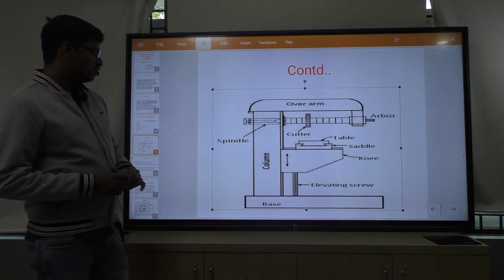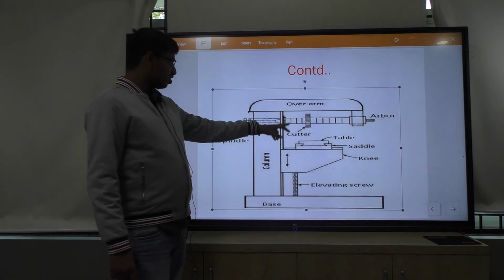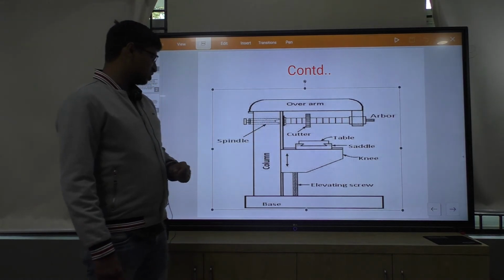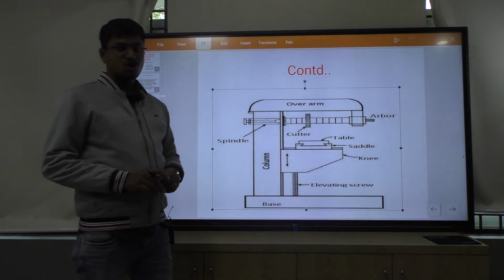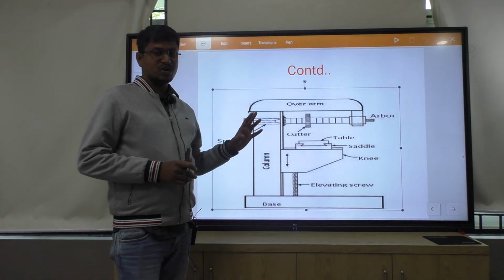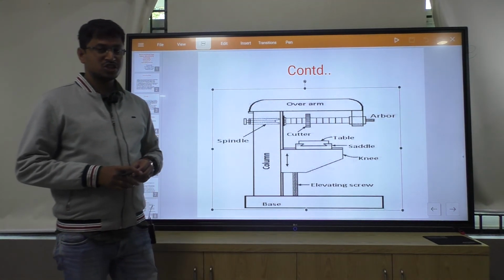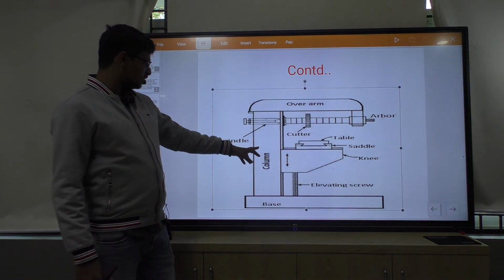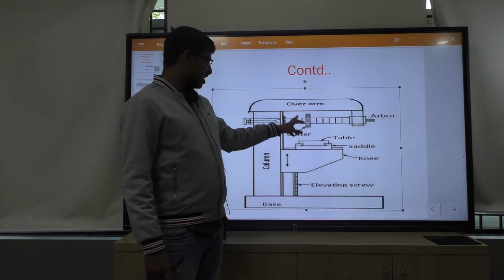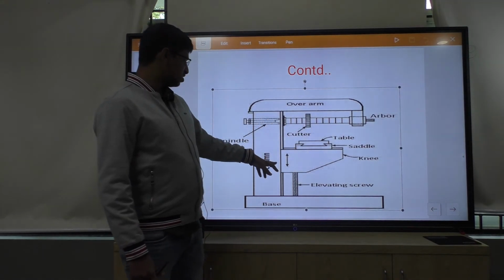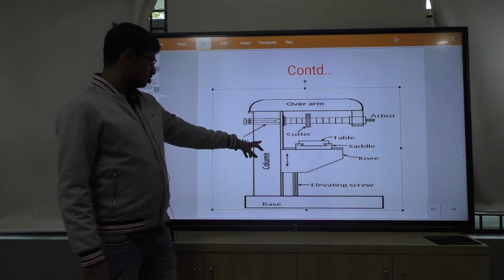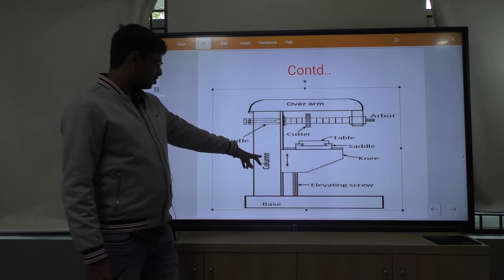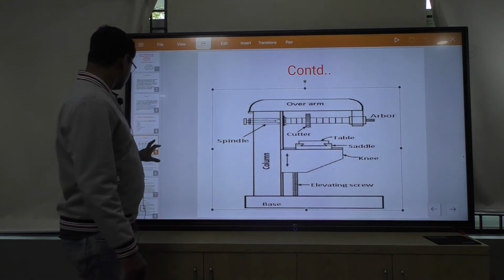Then the column. What are the functions of the column of these milling machines? This column supports all other elements of the milling machine. This column is made up of a hollow rectangular or square cross section, because in the hollow part, all the gear elements for operating the saddle, table and spindle motions are placed. For operating saddle and spindle motions, a large number of gearing elements is used in the column.